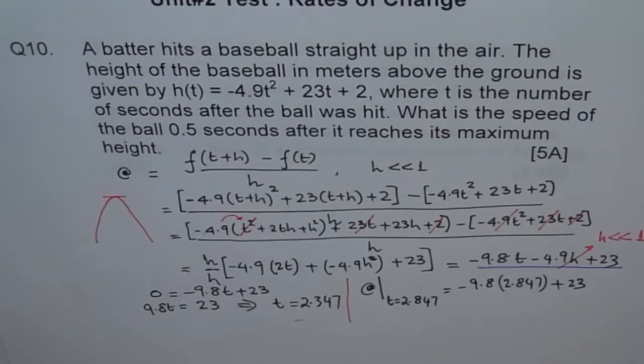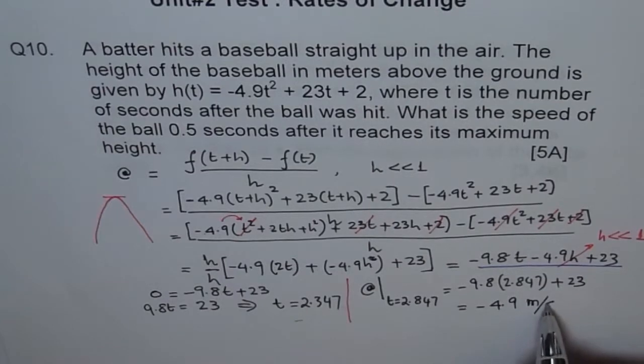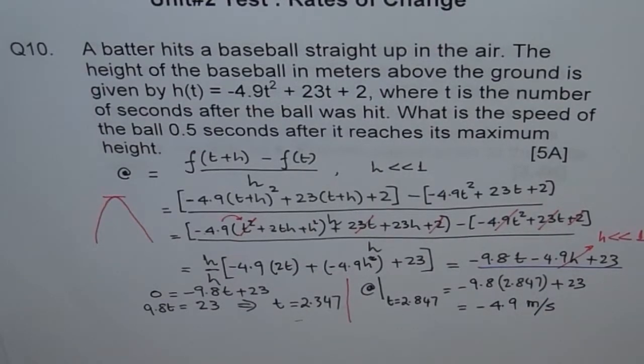So I get my answer, which is, let me do it again, we'll do 23 minus 9.8 times 2.847. And we get some number which is minus 4.9. So this gives us minus 4.9. And since the height is in meters and time is in seconds, so speed is so many meters per second, correct? So that's how we get it.